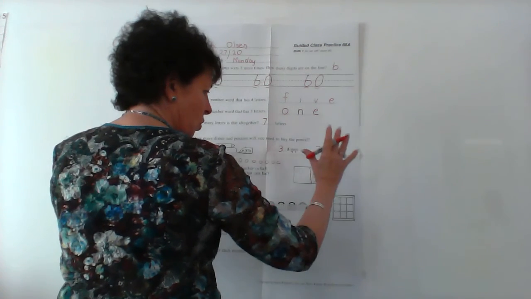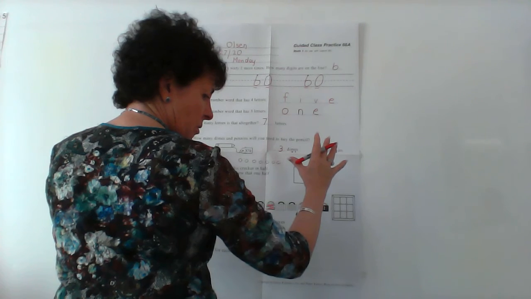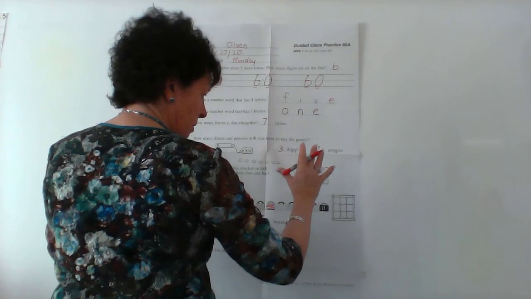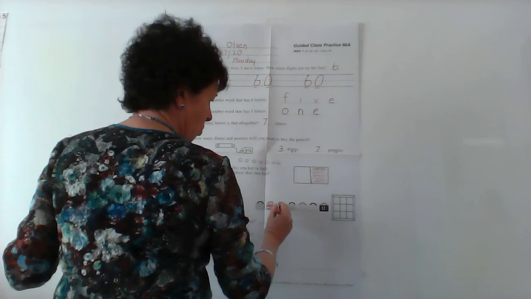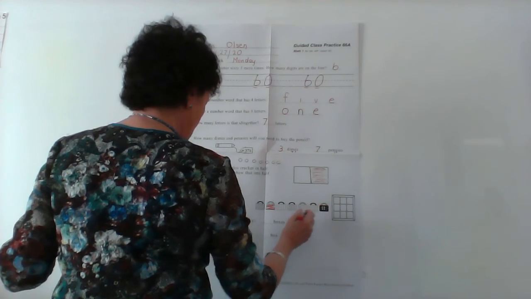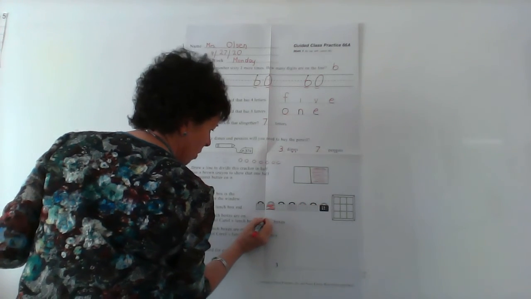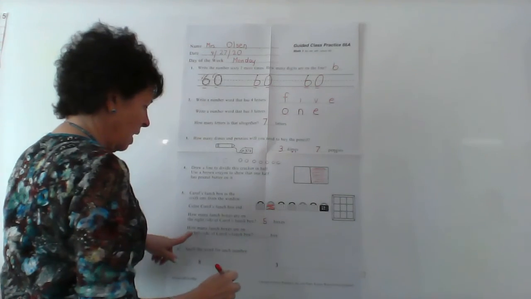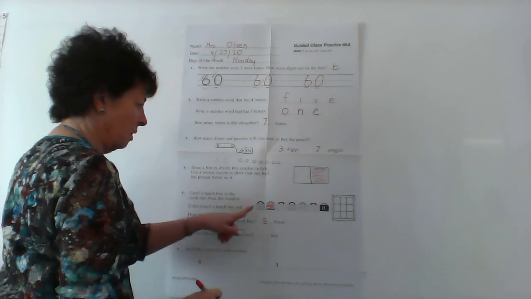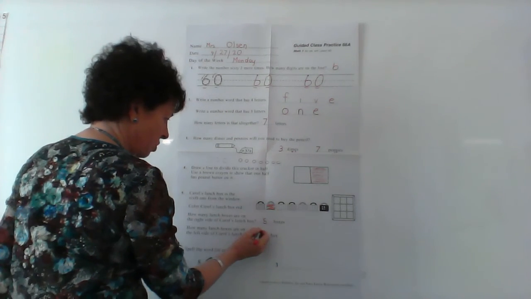If you hold up your hands, which one is the right? You're right here. 1, 2, 3, 4, 5. How many boxes are on the right side? 5. How many lunch boxes are on the left side? Oh, just one.